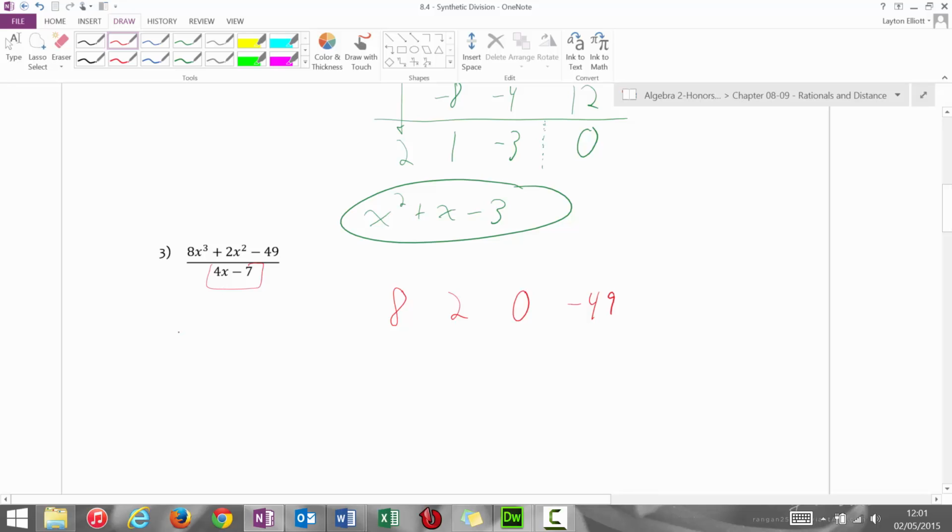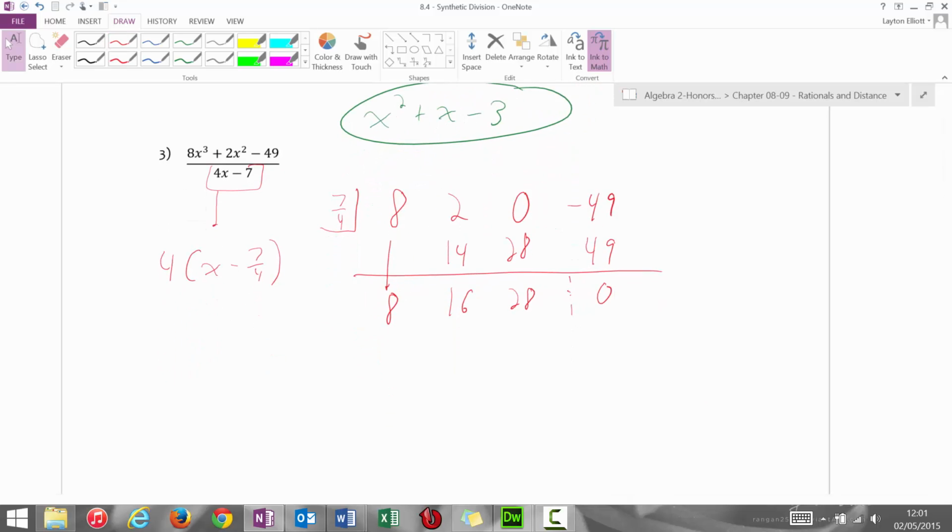What I have to do is replace that and say, well, 4x minus 7, I can write that as 4 times the quantity x minus 7/4. So what I'm really doing is I'm dividing by x minus 7/4. Opposite sign, 7/4. Carry that down. 8. 8 times 7/4 is 8 divided by 4 times 7. Then add, multiply, that'd be 28, and add, and multiply and add, and I get 49. That also gives me a remainder 0.